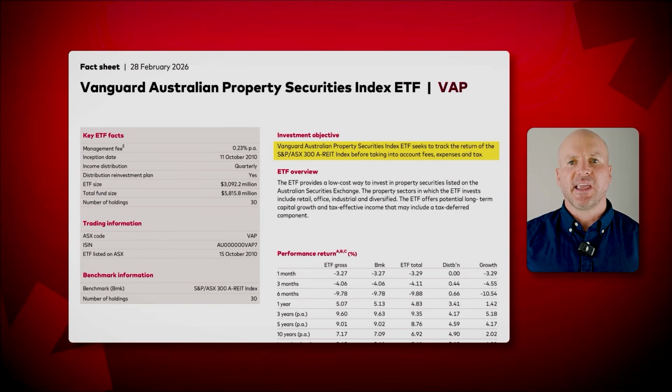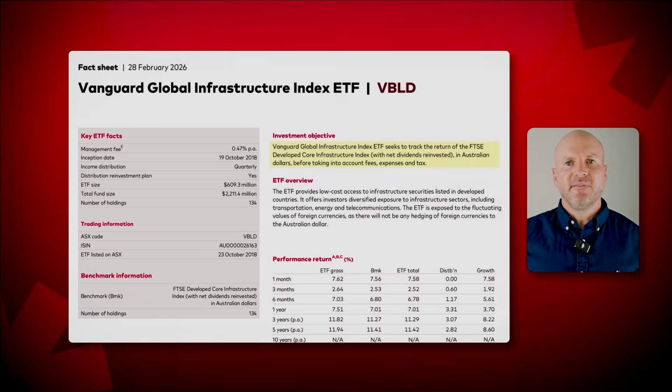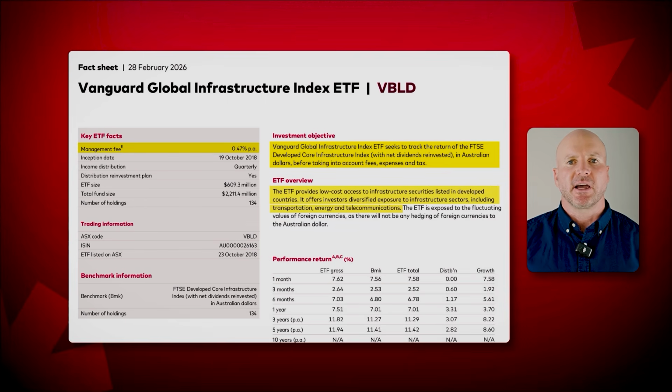For property, there's VAP, the Vanguard Australian Property Securities Index ETF. It tracks the S&P ASX 300 A-REIT index, charges 0.23%, and has a fund size of 3.1 billion. The key thing to understand is that this is listed property, not physical property, so it behaves more like shares. For infrastructure, there's VBLD, the Global Infrastructure Index ETF. It tracks the FTSE Developed Core Infrastructure Index and charges 0.47% a year, giving you exposure to areas like toll roads, airports, utilities, and energy infrastructure.